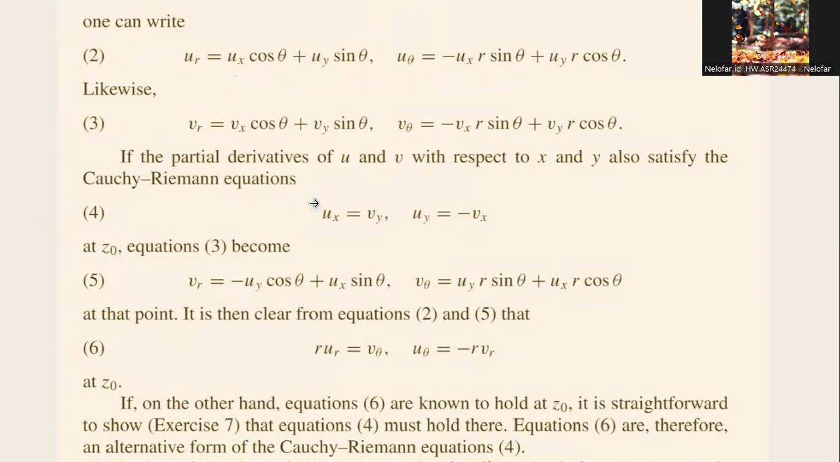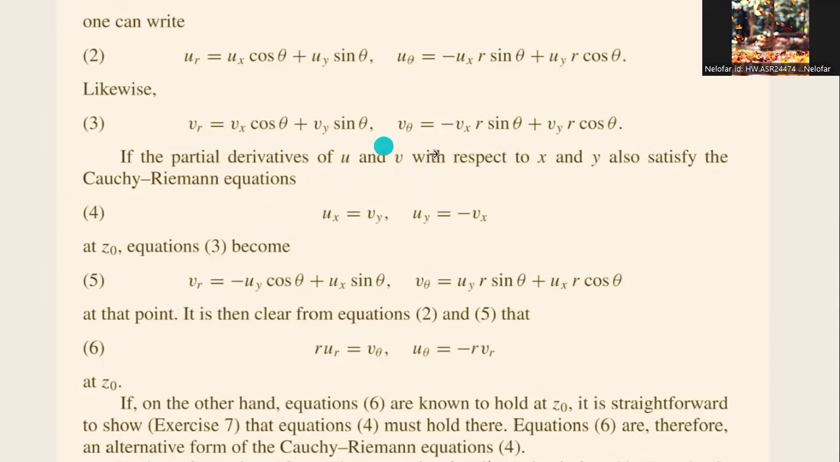Since we are supposing that all the conditions for the existence of f prime of z hold in the case of Cartesian coordinates, it is involved in those suppositions that the partial derivatives of u and v with respect to x and y also satisfy the CR equations. So these are the CR equations in Cartesian coordinates. We can use these CR equations in these equations and we get this.